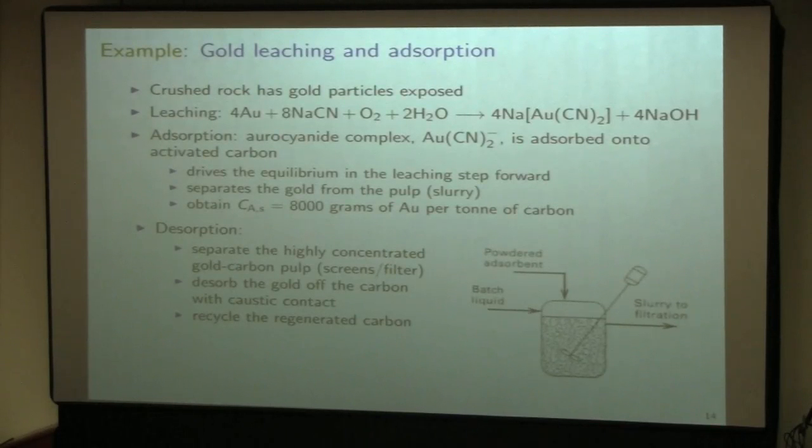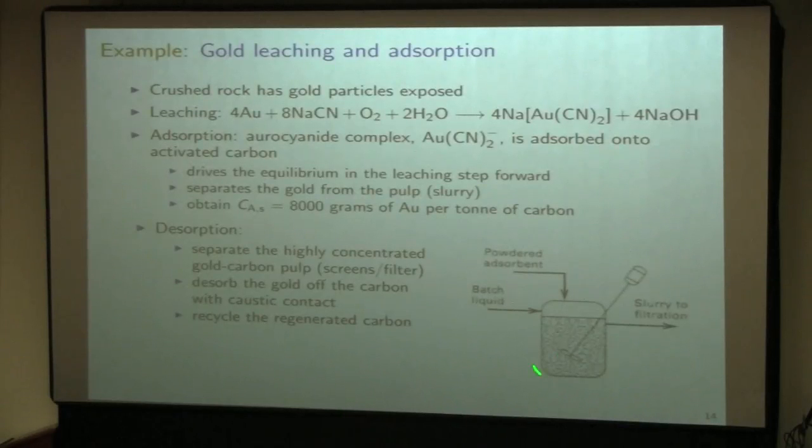I can go desorb that off by contacting it with pure cyanide solution and in caustic environment. We'll then just leach the gold cyanide complex off, and then I can precipitate it out with zinc. What that does is now I've got the clean carbon, I've regenerated my activated carbon, I can recycle that back up, and then I've got my gold out, and I can purify that with metallurgical refining steps.